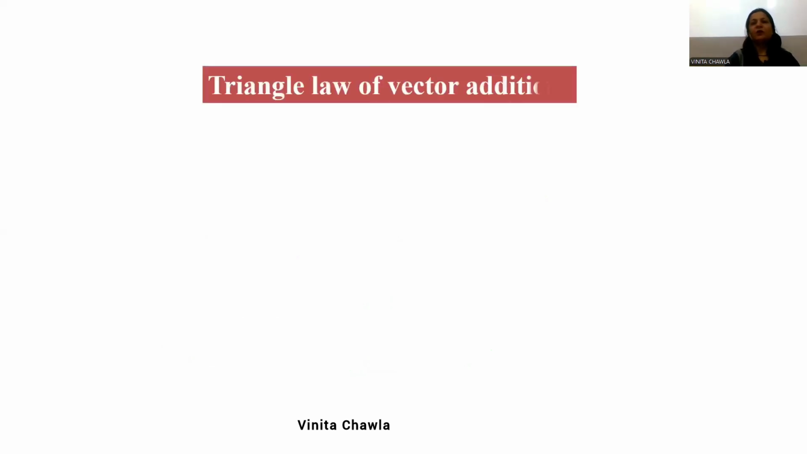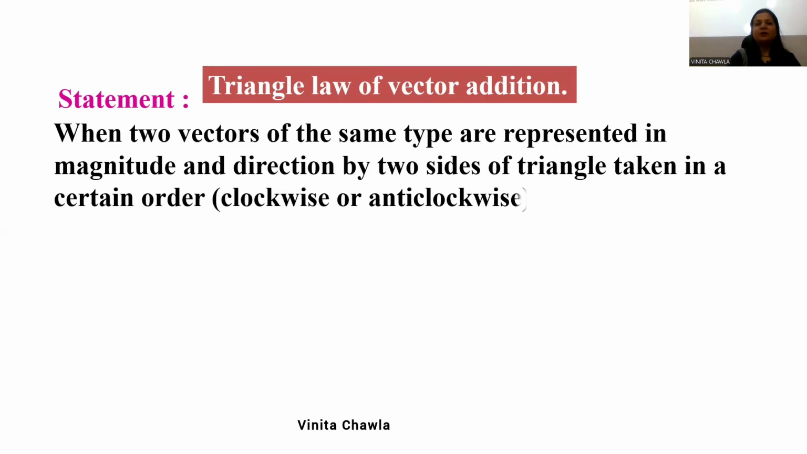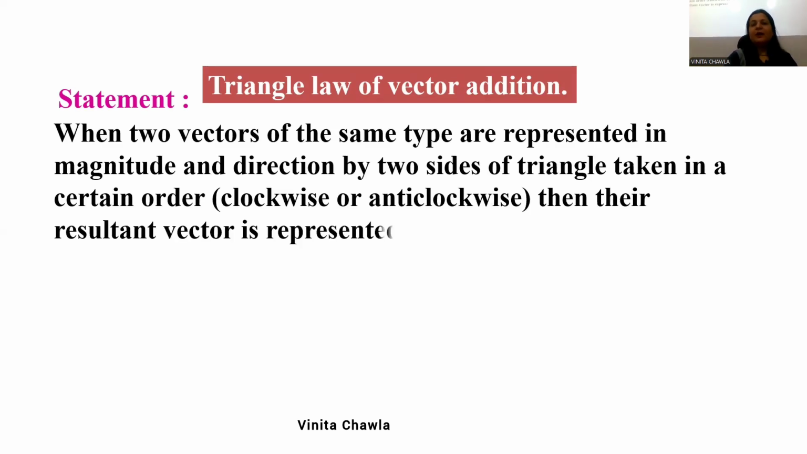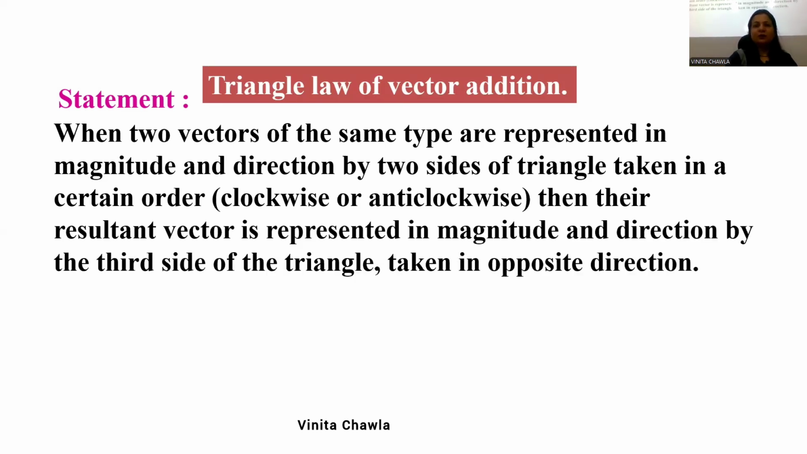So the triangle law of vector addition is the first method. When two vectors of the same type are represented in magnitude and direction by two sides of a triangle taken in a certain order, clockwise or anti-clockwise, then their resultant vector is represented in magnitude and direction by the third side of the triangle taken in opposite order or opposite direction.